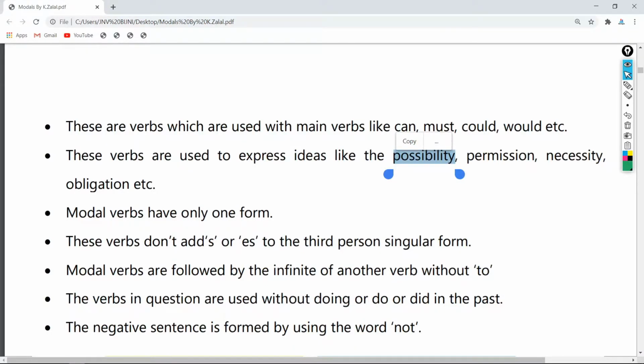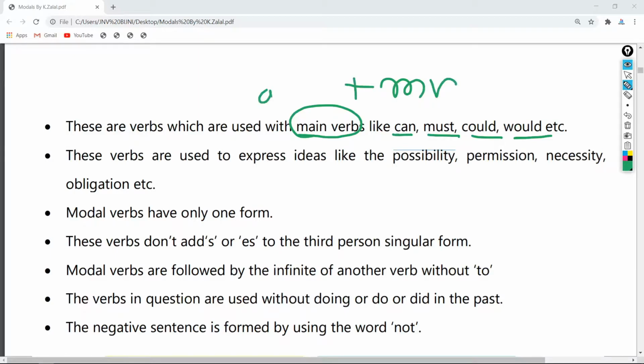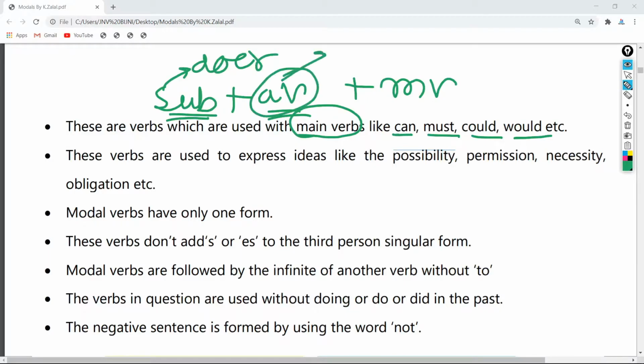So, we will be talking about the characteristics of these verbs. These are verbs which are used with the main verbs like can, must, could, would. As we have discussed, these auxiliaries or modals are verbs which are used with the main verb. Before the main verb, this auxiliary verb will come. In a sentence, there will be the subject or the doer, then the auxiliary verb or helping verb, then the main verb, then the object or predicate, then a full stop.